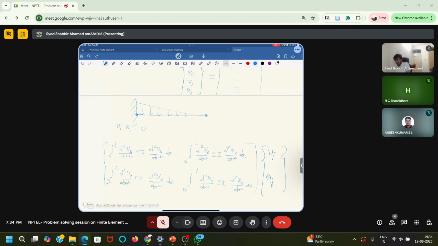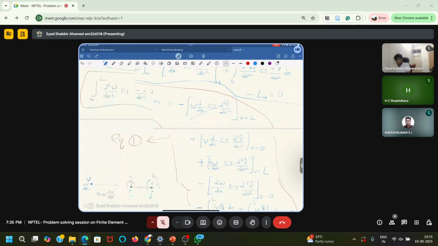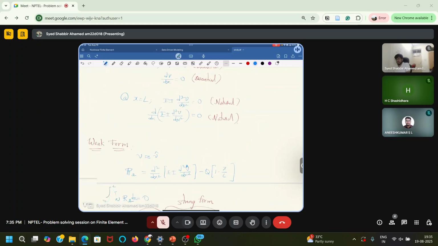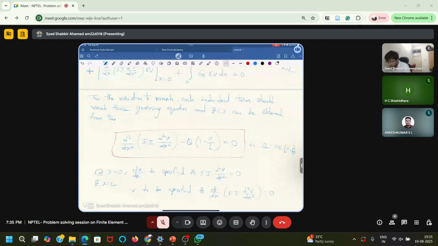So you can see the beauty of this finite element method, or this approximation method. This is our governing differential equation. If I had to solve it and get the deflection of the beam, I had to integrate it 4 times, and after getting the integration, I have to use the boundary conditions to get the integration constants. That will be my exact solution.